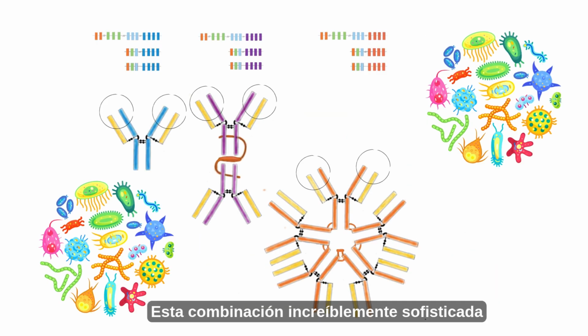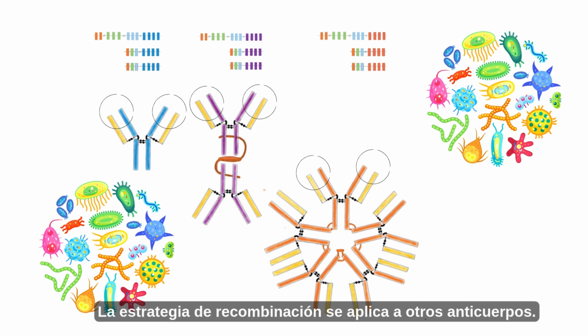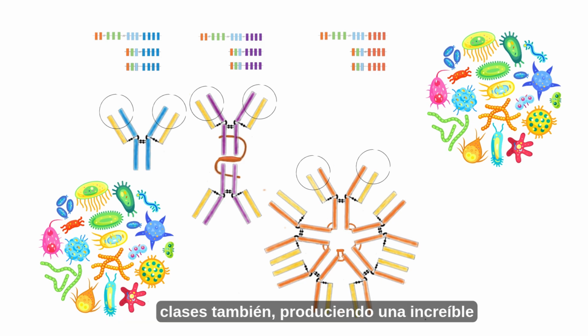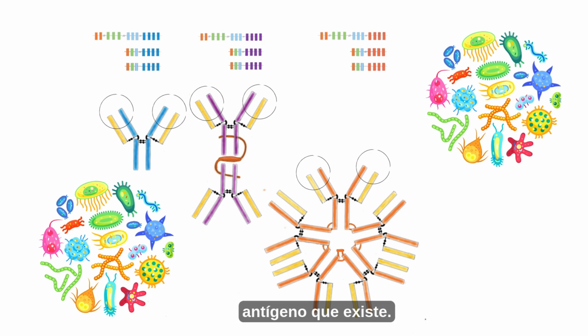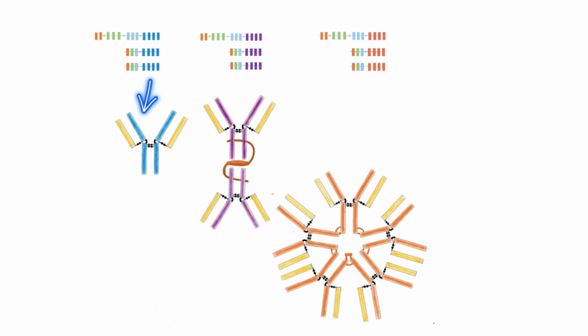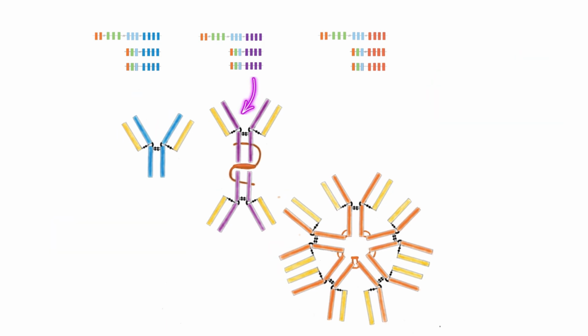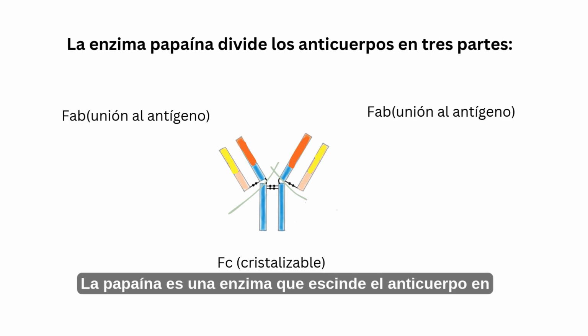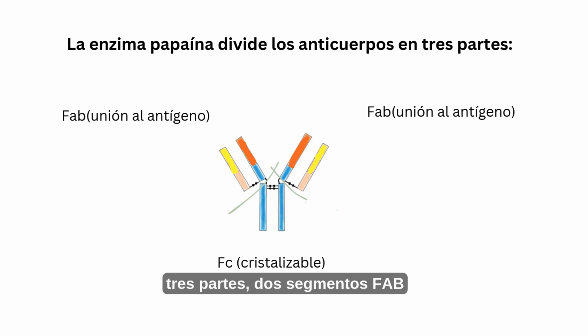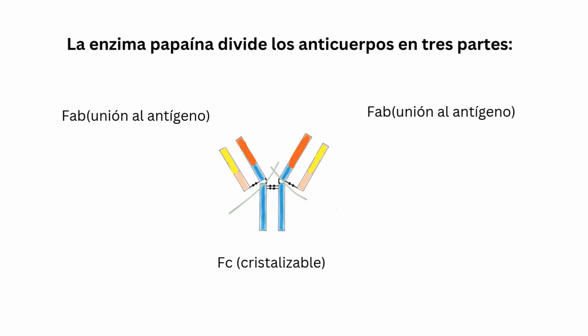This amazingly sophisticated mix and match recombination strategy applies to other antibody classes as well, producing an astounding diversity that could probably attack any possible antigen that exists. Papain is an enzyme that cleaves the antibody into three parts, two FAB segments and also an FC, which is the crystallizable segment.